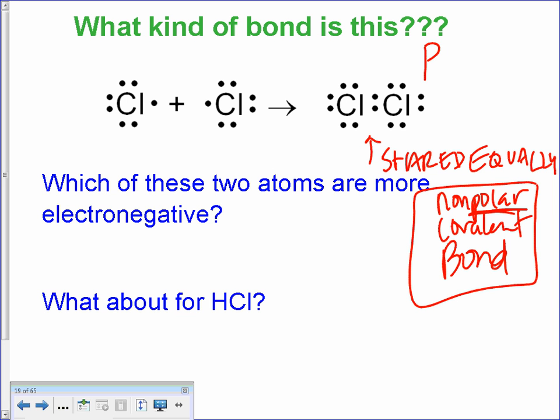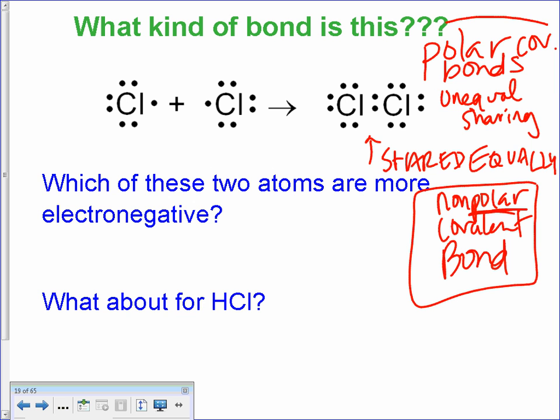So polar bonds are what? What do you think? I'm going to say polar covalent bonds to keep us away from saying ionic. Give me something. One atom pulls more on the electrons than another one does. Perfect. So unequal sharing. So there's a difference. This one's unequal sharing, if you say polar covalent bonds. And then equal sharing is non-polar covalent bonds.